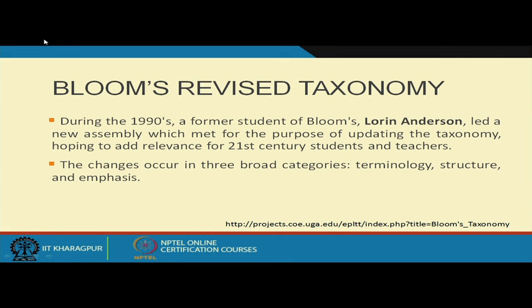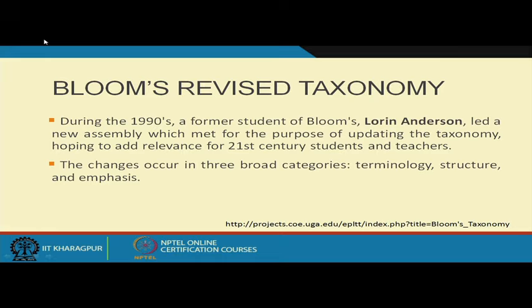In the last lecture, I explained what the Bloom taxonomy is. But during the 1990s, a former student of Bloom, Lorin Anderson, led a new assembly which met for the purpose of updating the taxonomy, hoping to add relevance for 21st century students and teachers. We are focusing on 21st century students and teachers, and for that we use the revised Bloom's taxonomy. The changes occur in three broad categories: terminology, structure and emphasis.